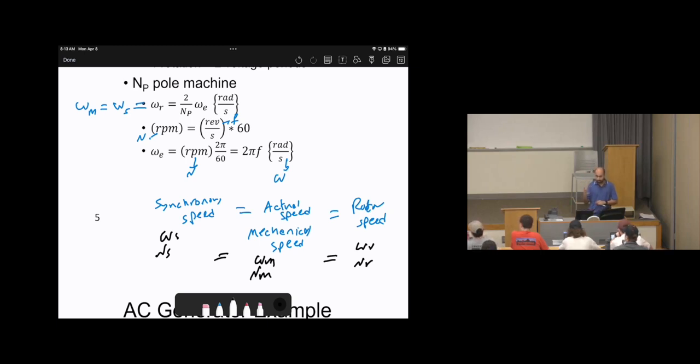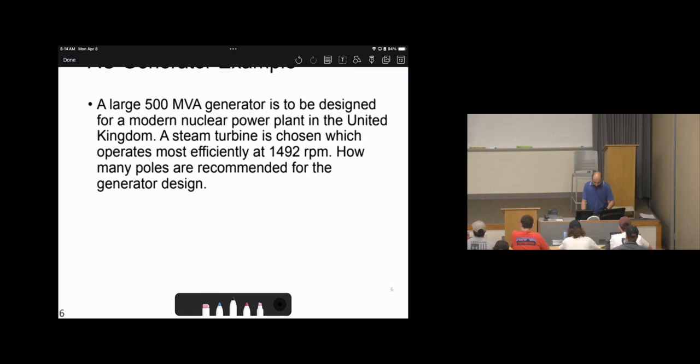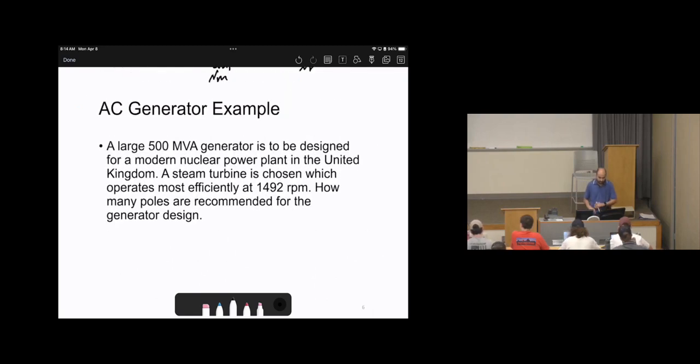So we have 4 names for the speed. Omega synchronous, mechanical, rotor, all of these 3 are the same. Then the other type, which is the electrical. So the only thing that is different from them is the electrical, without including number of poles. Okay, let's see an example and try to do some analysis about it.